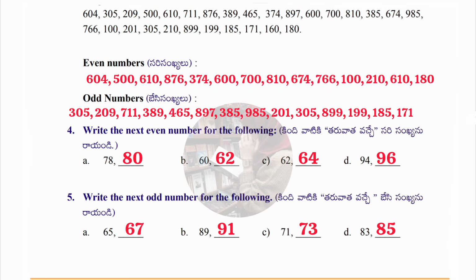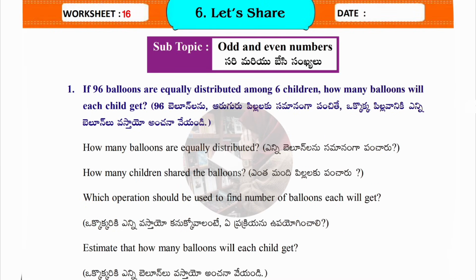Third one, 71 is given as odd number. So next odd number will be 73. In the fourth one, we have 83 as odd number. Next odd number will be 85. Understood now, guys? Okay, then let's move on to the next worksheet, that is worksheet number 16. Here the subtopic is odd and even numbers.